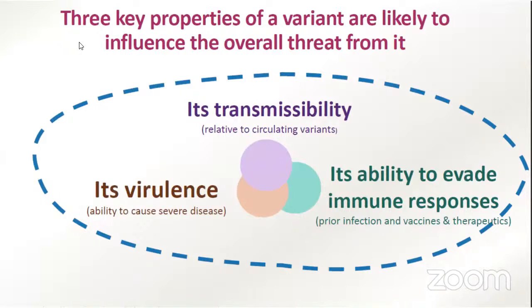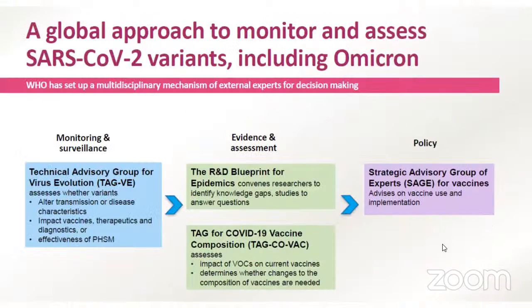So the three key properties of the variant which are likely to influence the overall threat from it: one is its transmissibility relative to the circulating variant, another is its virulence, the ability to cause severe disease, and the third one is its ability to evade the immune response. So this is a global approach to monitor and assess the SARS-CoV-2 variant, including Omicron. The first is monitoring and surveillance, the second is evidence and assessment, and the third is that we have to make policy, like the government and hospitals, they have to make policy against these viruses.